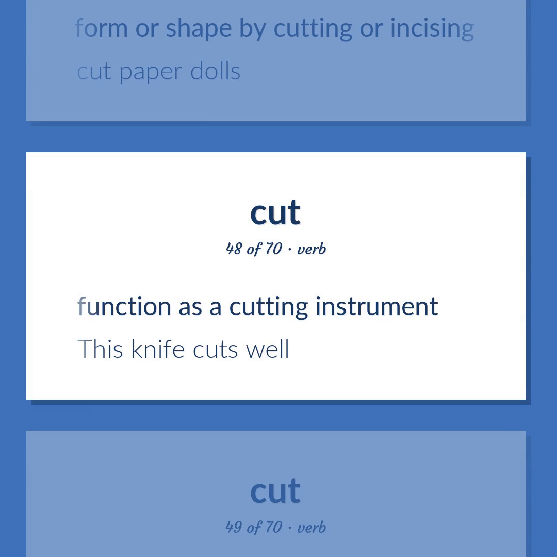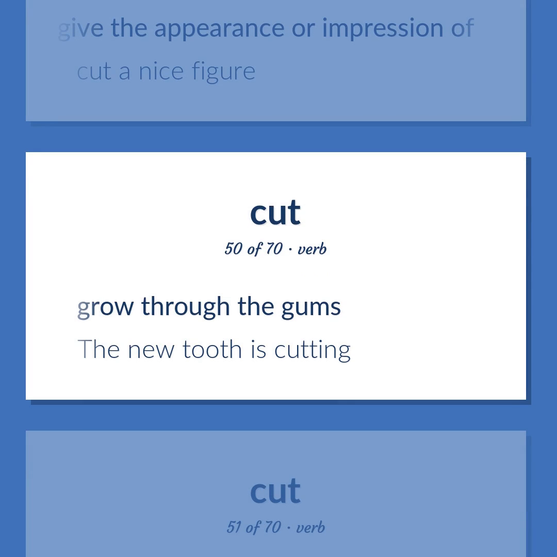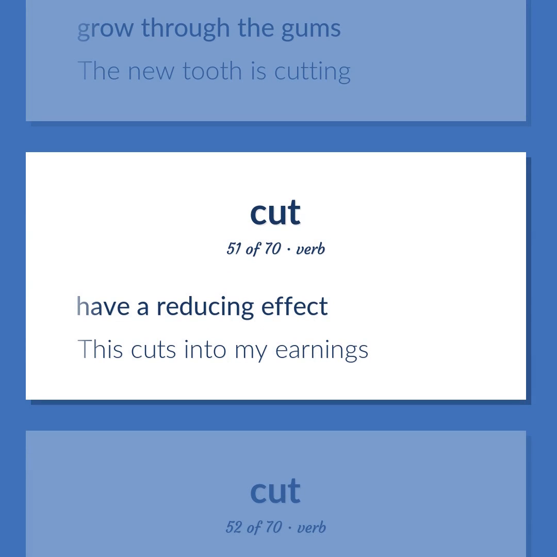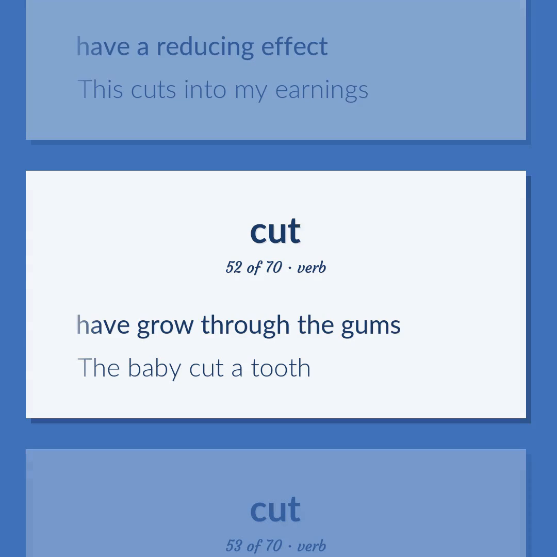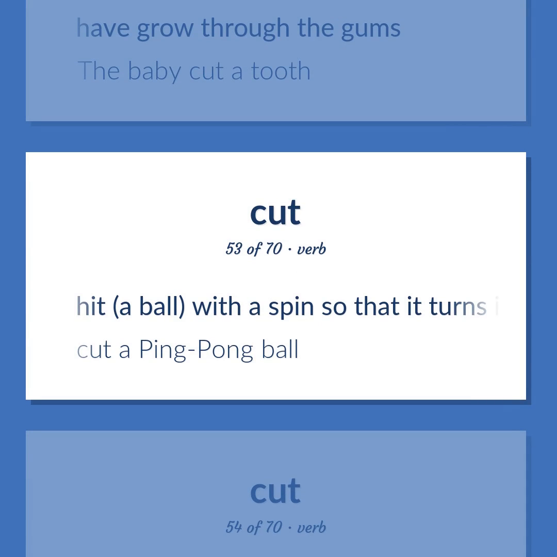Function as a cutting instrument. This knife cuts well. Give the appearance or impression of. Cut a nice figure. Grow through the gums. The new tooth is cutting. Have a reducing effect. This cuts into my earnings. Have growth through the gums. The baby cut a tooth. Hit a ball with a spin so that it turns in the opposite direction. Cut a ping pong ball.